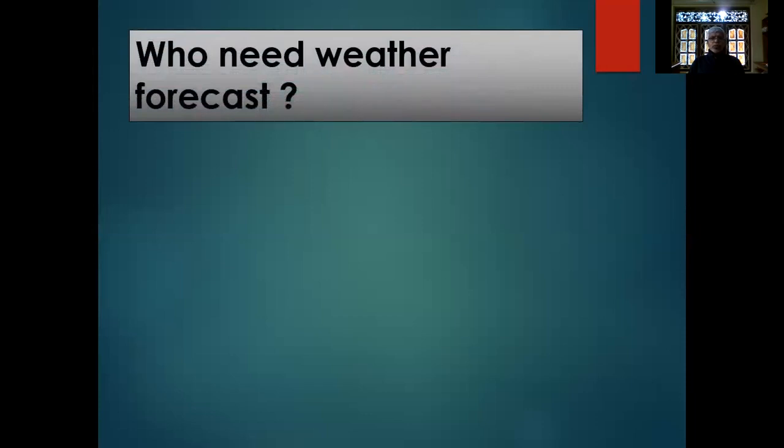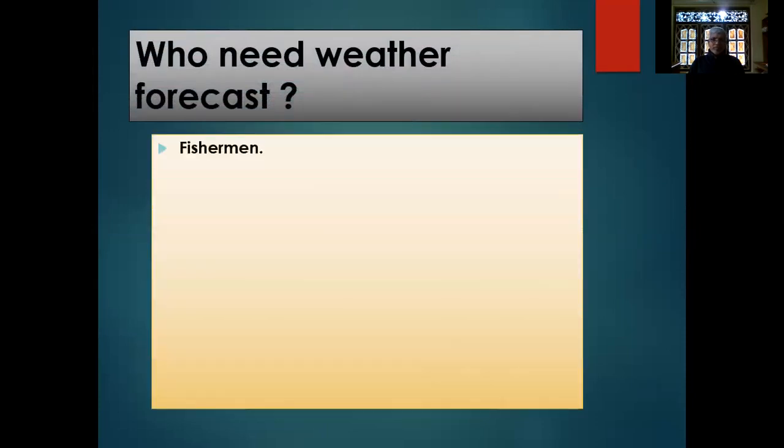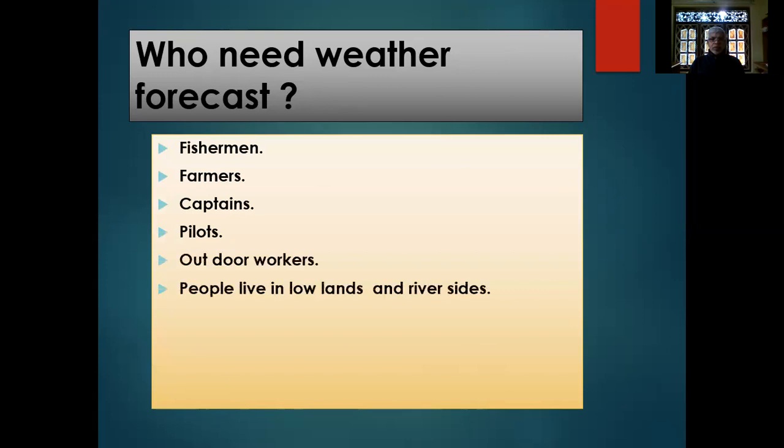Then who needs the weather forecast? Very simple. Fishermen, farmers, captains, pilots, outdoor workers, people who live in lowlands and riversides, people who live in coastal areas. They are the people who need the weather forecast a lot.